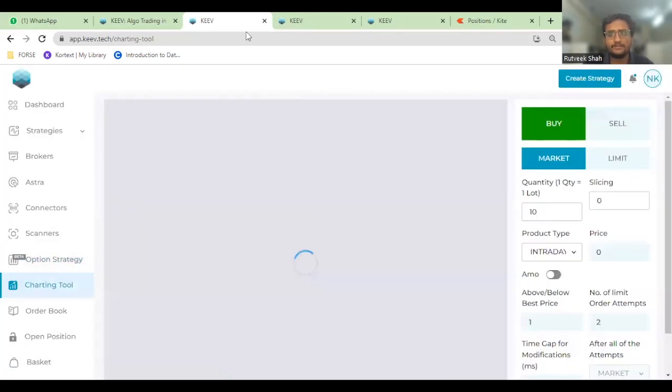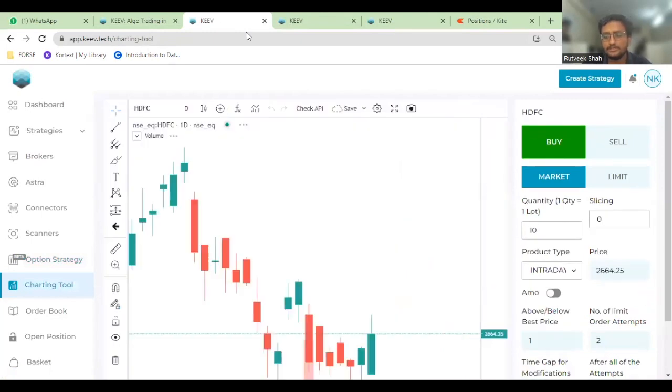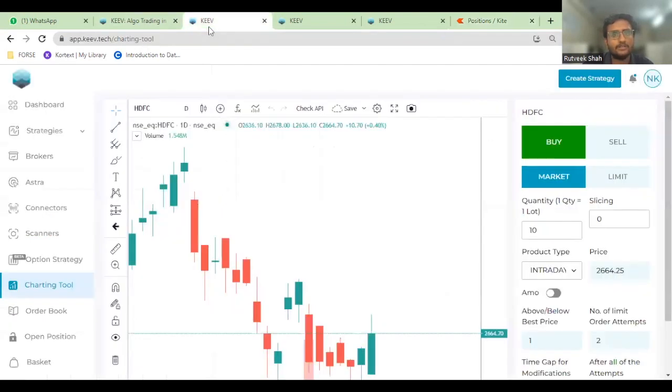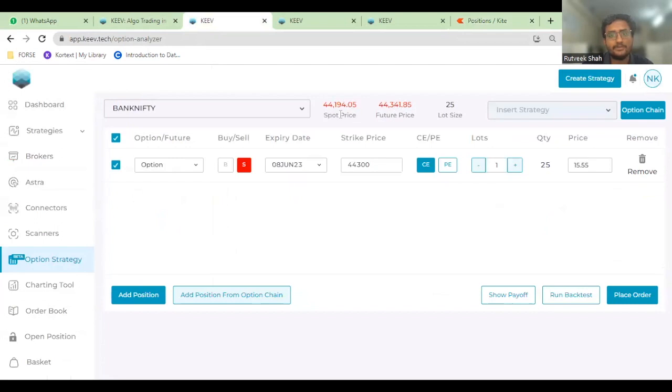I'll update this when we square off the position or make any more changes to the straddle line. Just updating on the position here. As we can see from the chart, the current spot price is 44,200 and 44,340, and the position that we have open right now.